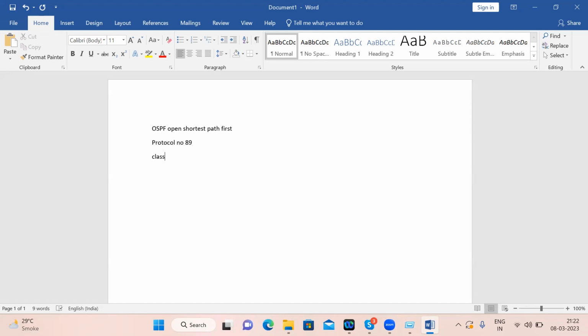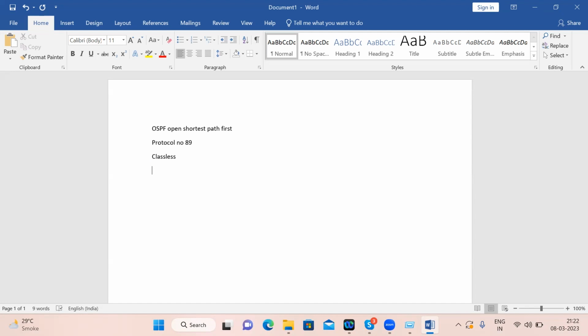OSPF protocol number 89. Classless or classful? Classless. Okay, so it is a classless protocol. That means it will always carry the actual subnet mask along with the network ID, or you can say the subnet ID.